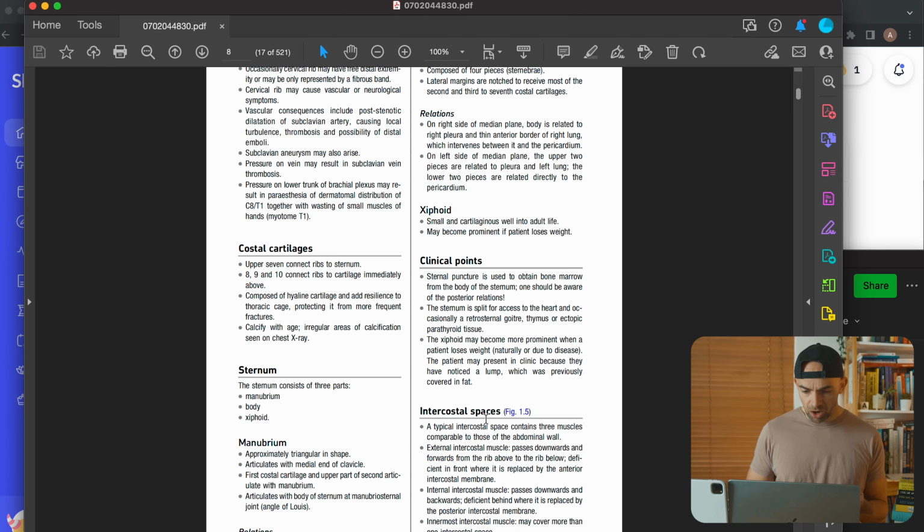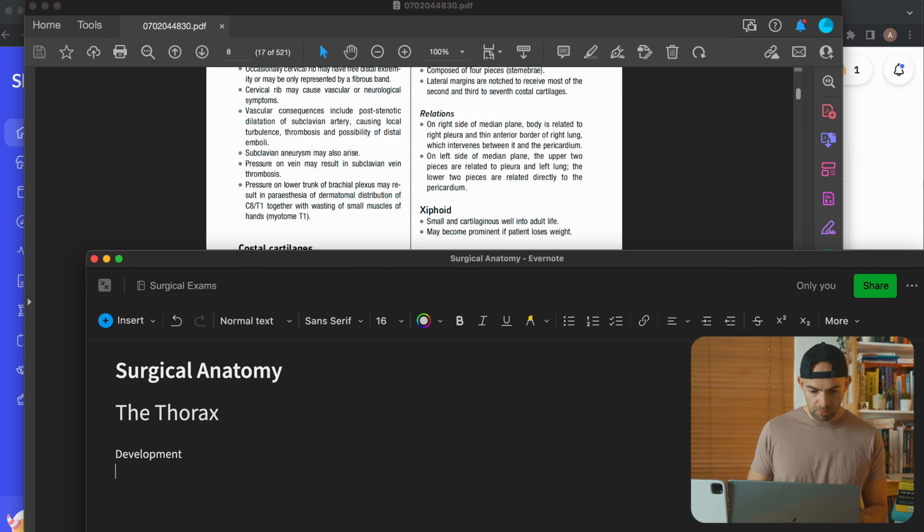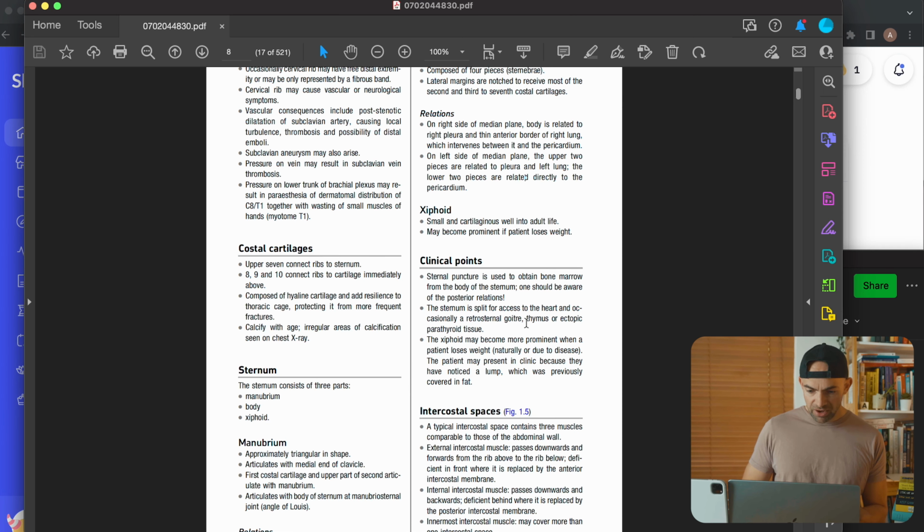So I'm going to make this a particular heading. I'm just going to copy that. I'm going to add that into my Evernote. And then I'm literally going to start looking at, okay, how can I turn these things into questions? So if we look at something like, a typical intercostal space contains 3 muscles comparable to those of the abdominal wall, and then it goes through.